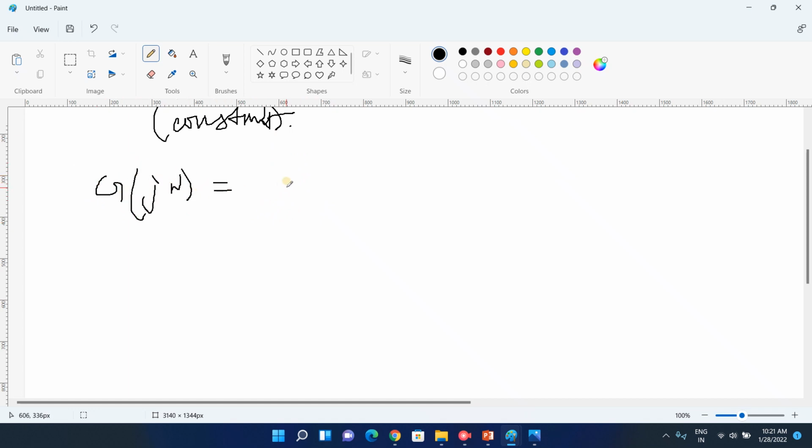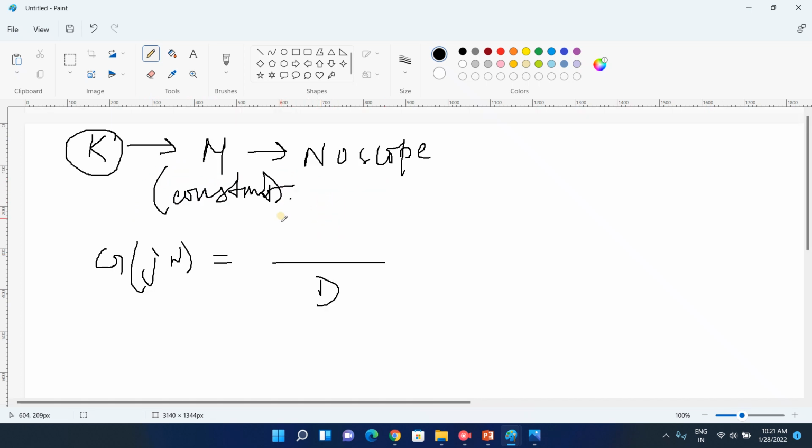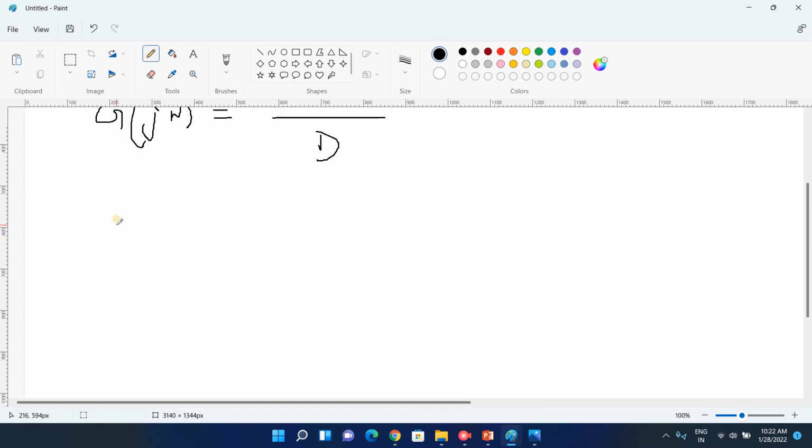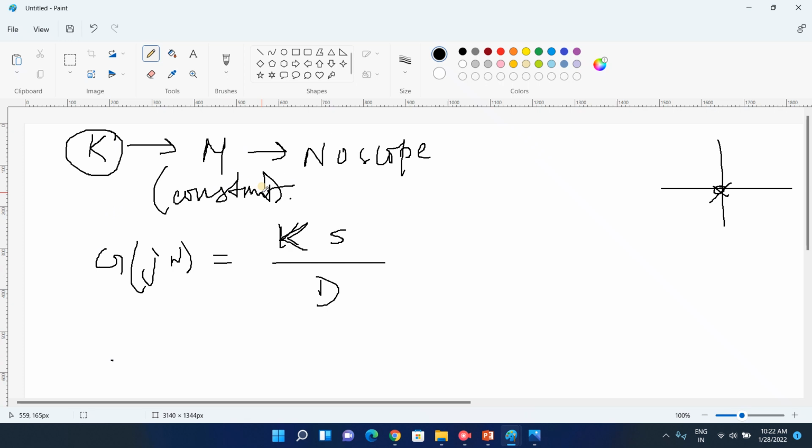Now, suppose there is a transfer function G(j omega), and suppose this is the numerator part. Forget about the denominator. We have a gain K, and we have s, only s. That means a zero at the origin. Only s means a zero at the origin, and 1 by s means a pole at the origin. So suppose we have s only. This is called a zero at the origin.